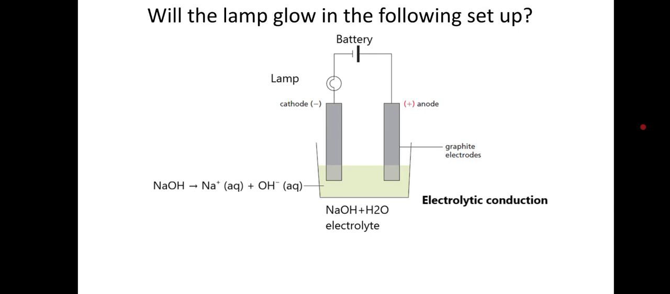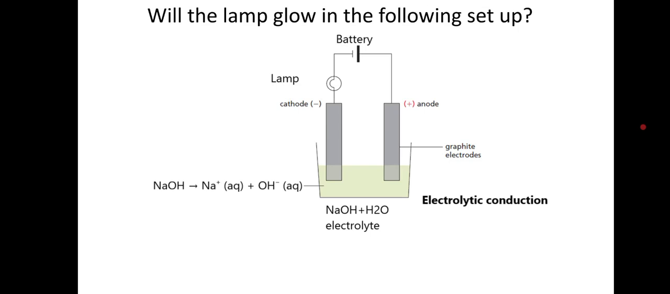Now, when the battery supplies the power, sodium hydroxide is split into sodium aqueous ions and hydroxide aqueous ions. Sodium ions are the positive ions, and hydroxide ions are the negative ions.